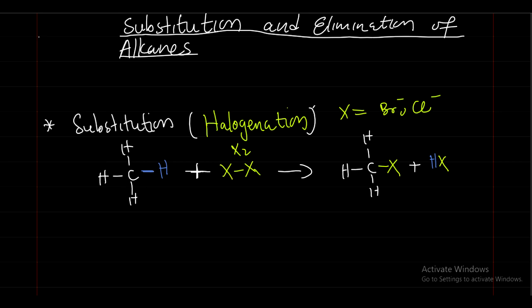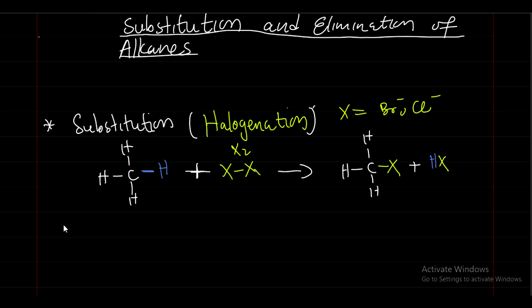Now let me take a different color and explain with it. In halogenation, what happens is we have an alkane, which is a saturated hydrocarbon, right? So it's not easy to separate the hydrogen from the carbon. It's not easy to overcome this bond. So in order for you to overcome this bond, you will need energy. So what kind of energy are we going to need? We're going to need energy in a form of light or heat.